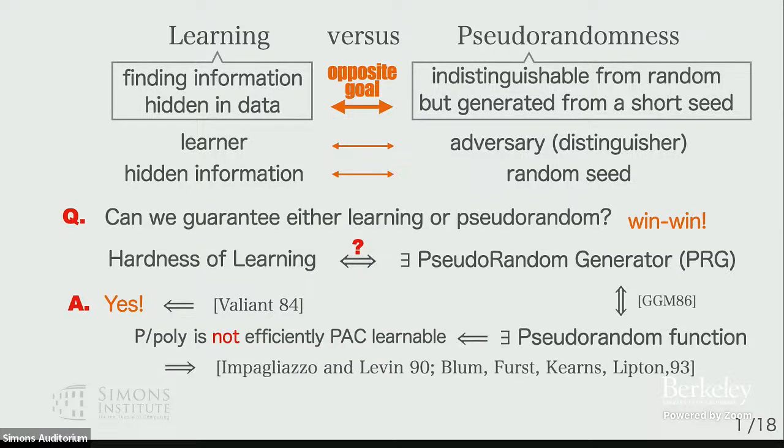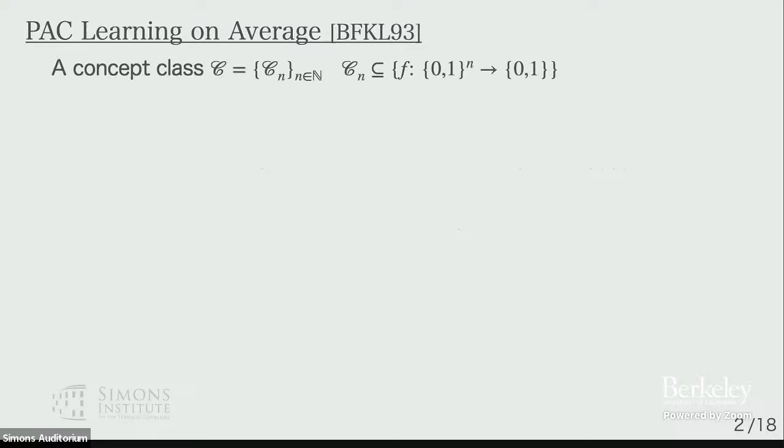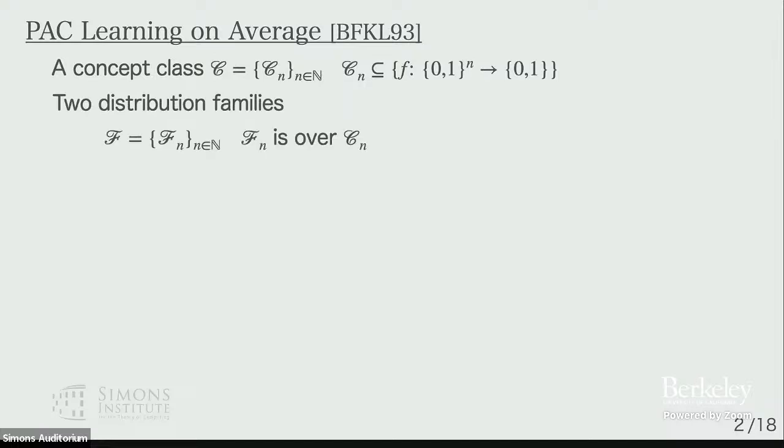To show the opposite direction, they often consider an average-case variant of hardness of learning. Particularly in the previous work, BFKL, they proposed one very natural average-case variant of PAC learning. Let me explain this model. The target of learning is a concept class, just as in usual PAC learning, defined as a subset of Boolean valued functions. In this average-case variant, we consider two distributions. The first one is a distribution over functions in the class, more precisely a distribution over representations of functions in the class. The second distribution is usually called the example distribution, a distribution over inputs to the functions in the class.